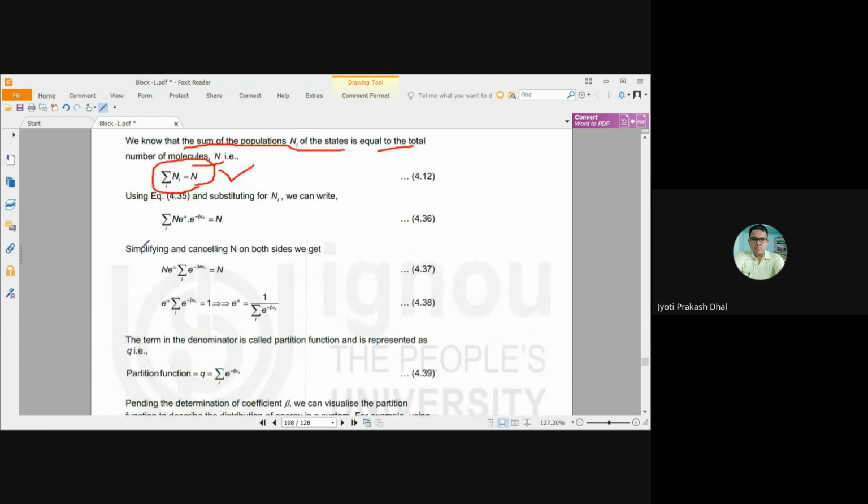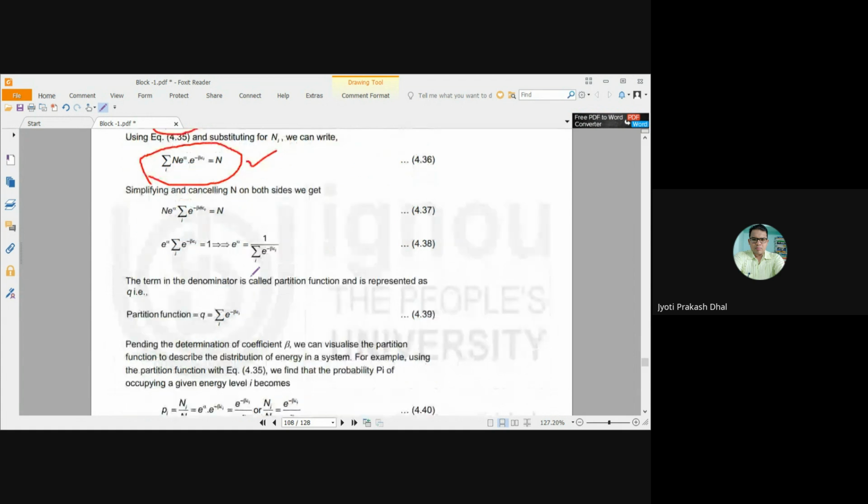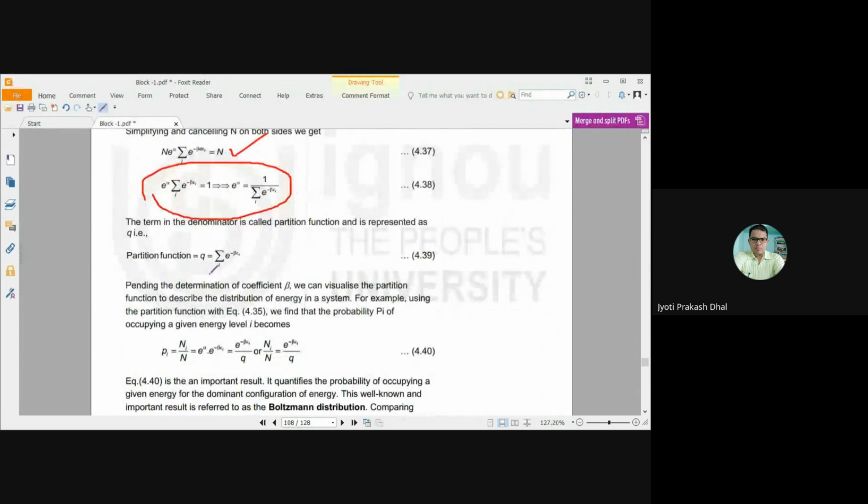From the mathematical equation of the Boltzmann distribution, we can write the summation of N e to the power alpha into e to the power minus beta epsilon i equals N. Simplifying and cancelling N on both sides, this term will be out of the summation. So e to the power alpha times the summation of e to the power minus beta epsilon i equals 1, and here we can apply the partition function.